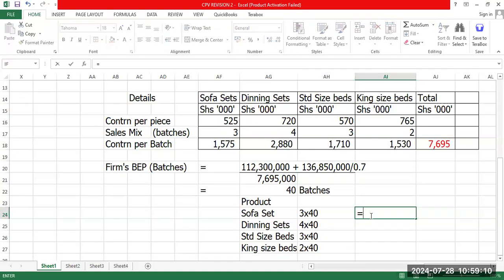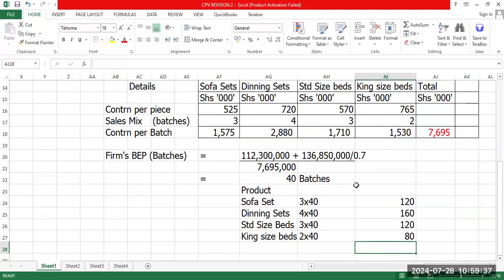Here we are getting this 3, we multiply by 40. Then here this 4 times 40. Then here this 3 times 40. Then here 2 times 40. So these are pieces. What you're getting now is in pieces.